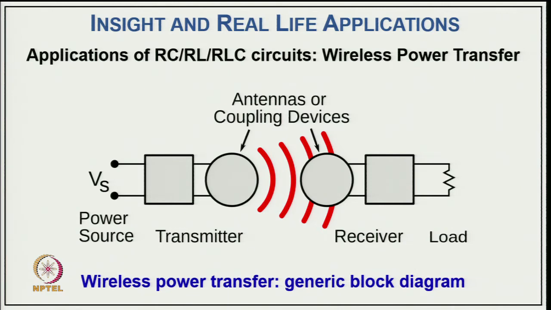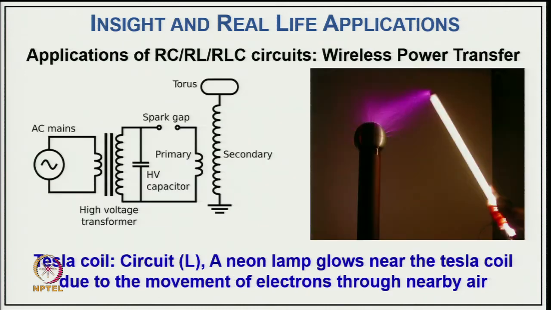So, this is the same concept: we apply the voltage source, then we have a kind of transmitter which has an antenna or coupling devices, followed by a receiver and then the load. This is just a generalized block diagram, but it is very extensively used. You might have seen a lot of applications, even the charging of mobile phones, for which we will see a typical photograph a little later. So, this is the basic concept of wireless transfer.